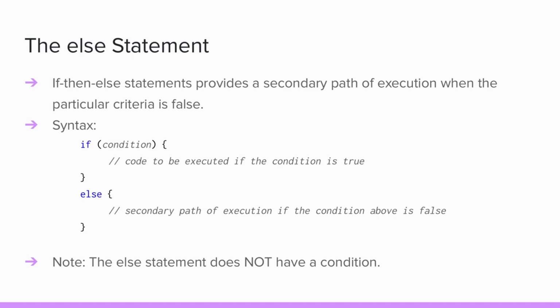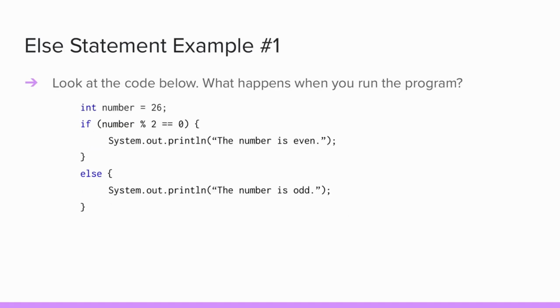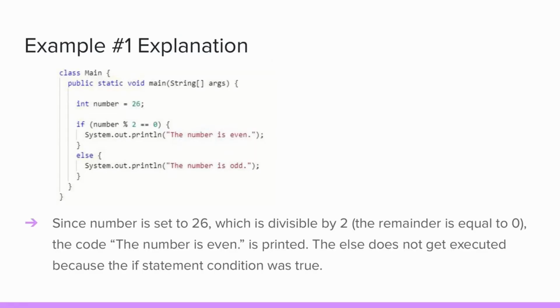Let's look at an example. Look at the code below. What would happen when you run the program? You can pause the video here if you need to. Well, our if statement checks if the variable number is divisible by 2. If it is, then we print the statement, the number is even. Otherwise, we print that the number is odd. Since our number is set to 26, the if statement gets executed.